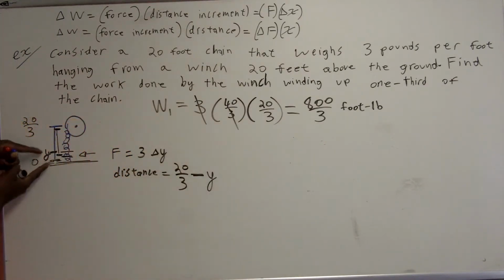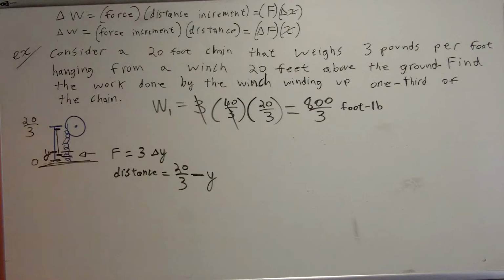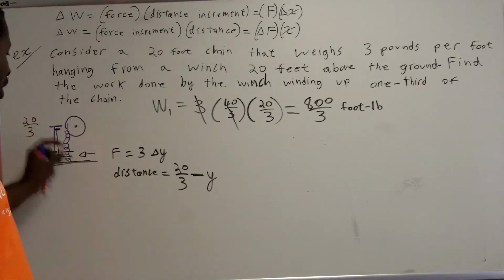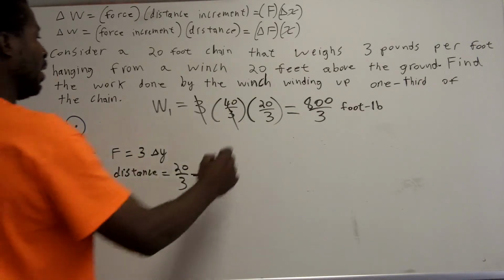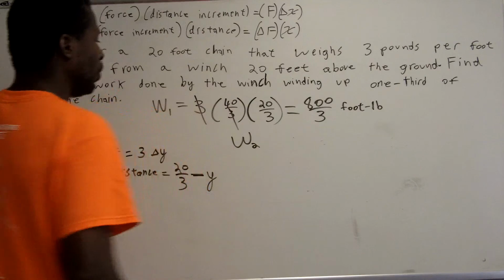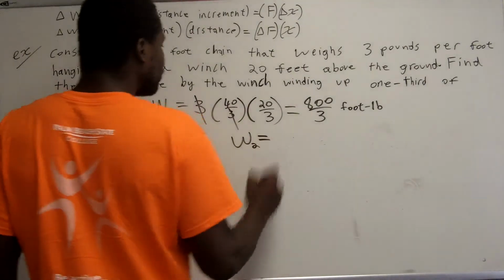As you can see, the y value is how high the little piece of chain is, but that little piece of chain is going to go the rest of the way to get up to 20 over 3. So it's 20 over 3 minus y that is the actual distance each little incremental piece is going to travel. So here we have the force and the distance, and we can find the work done to raise all those little incremental pieces all the way up to the winch.